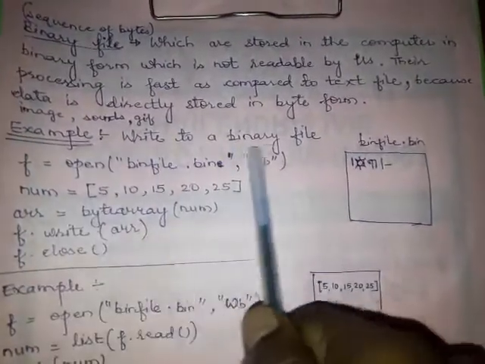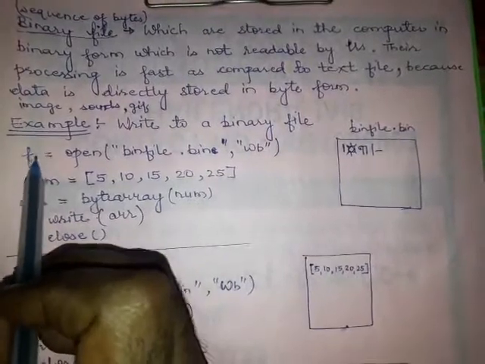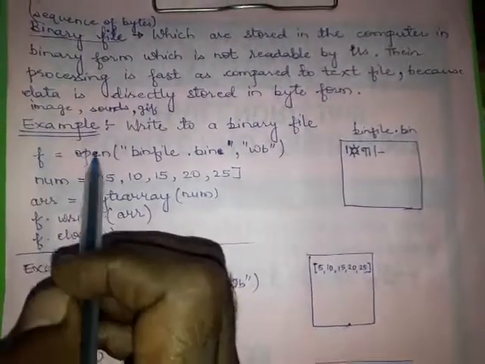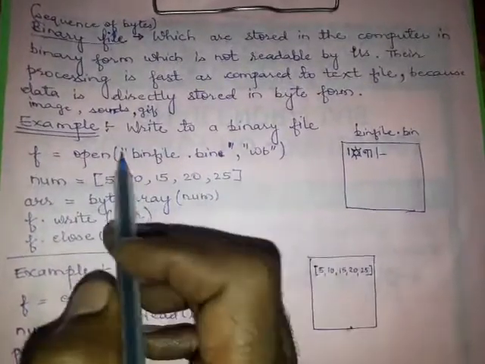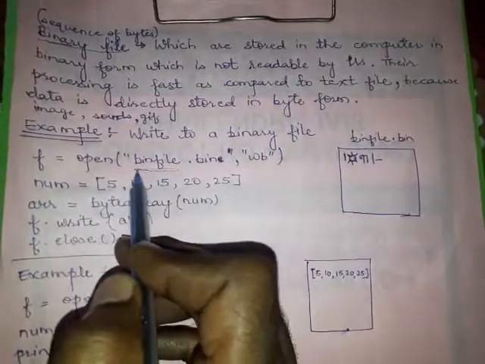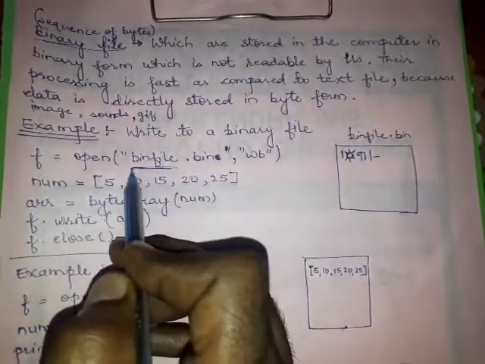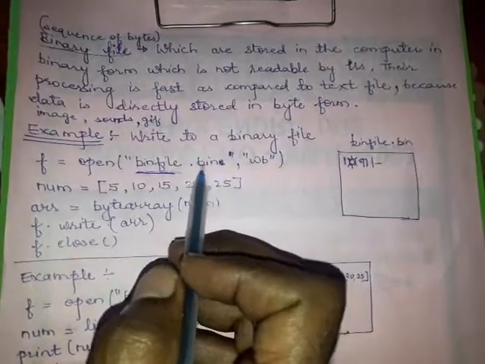Now I am giving a simple example of how to write to a binary file. Suppose our program starts from here. Here, this is a file pointer. I open a binary file. I am not giving the path, it means this bin file is stored in our current working directory. I am writing here the dot extension bin.